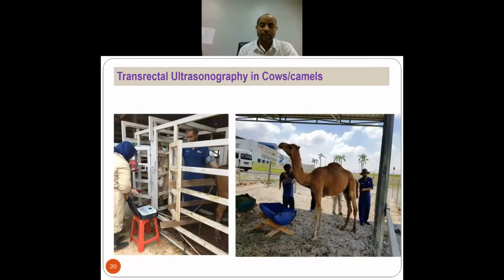So it's not only in cattle and large animals, it can also be used in other ruminants like the camel. This is one of the examples that we did some time ago. So you can also use transrectal examination in camels, using linear probes for diagnosing pregnancy. All right.